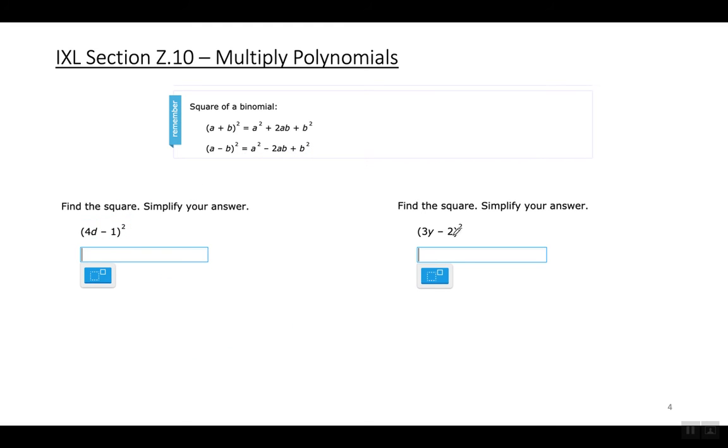Alright, so let's look at this one right here. So again, it's following this same pattern. So that means that when I multiply it, the answer is going to be in this form.